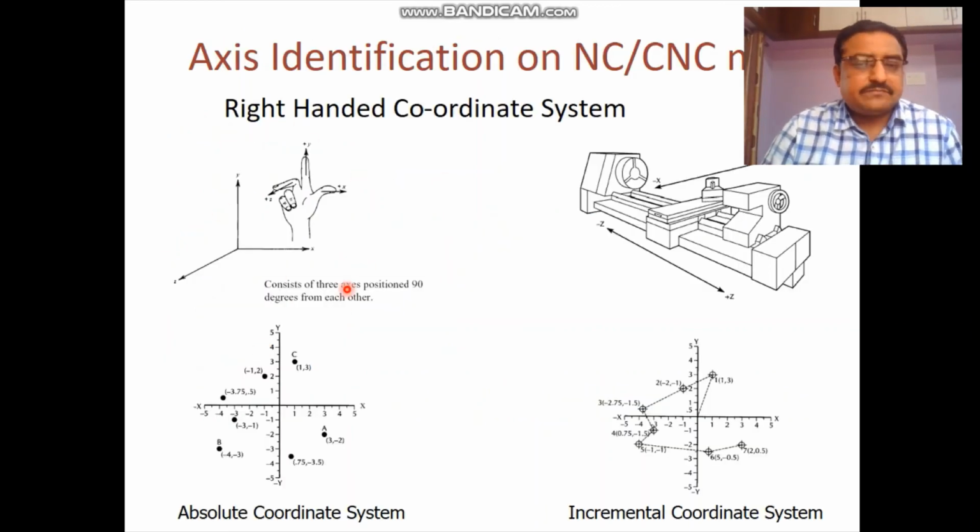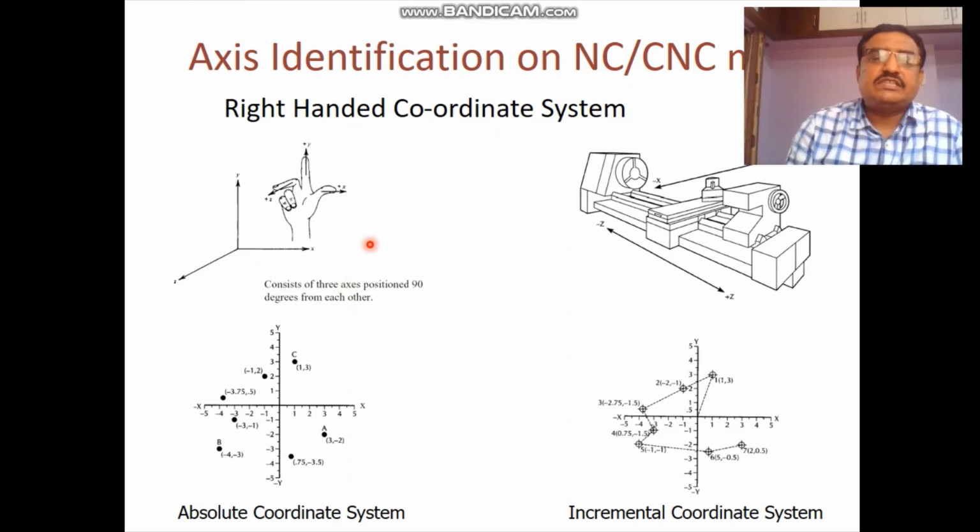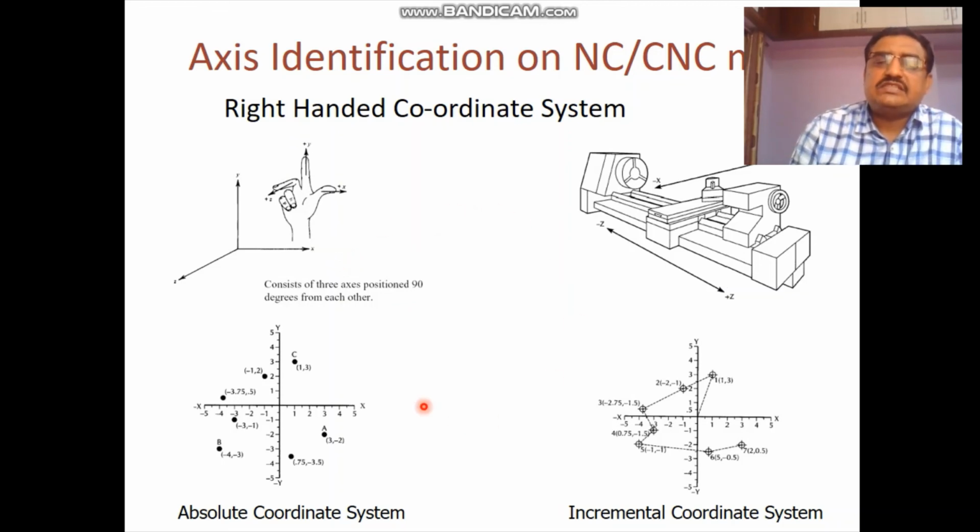To identify the axes of a CNC machine, there is a thumb rule: the right hand thumb rule, which defines the different axes of the CNC machine. So by just observing the machine, you yourself can define the different axes of the CNC machine with the help of the right hand thumb rule.